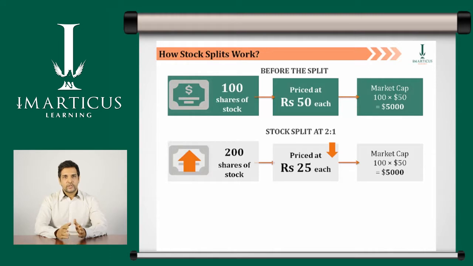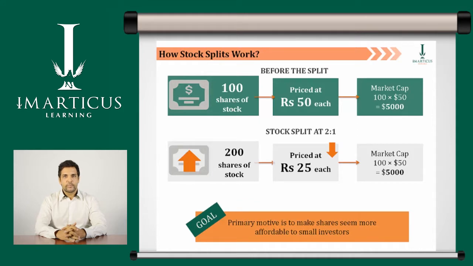Now the ratios of 2 for 1, 3 for 1 and 3 for 2 splits are the most common, but any ratio is possible. Splits of 4 for 3, 5 for 2 and 5 for 4 are used, though less frequently. Investors will sometimes receive cash payments in lieu of fractional shares. The primary motive is to make shares seem more affordable to small investors, even though the underlying value of the company has not changed.